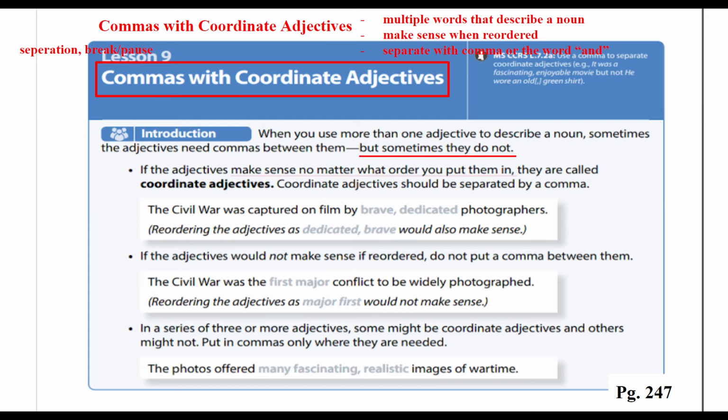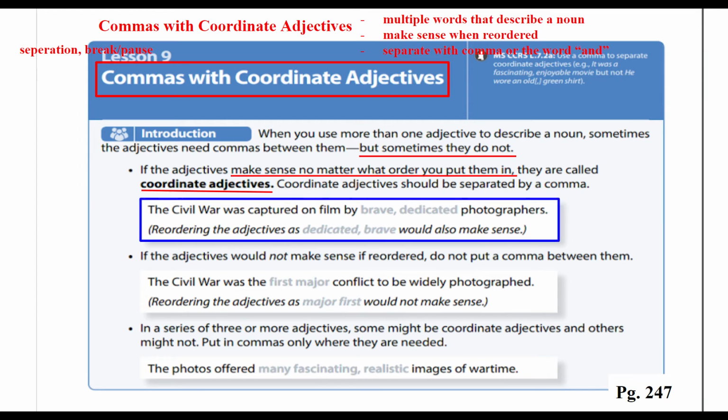All right, so if the adjectives make sense no matter what order you put them in, those are coordinate adjectives. And coordinate adjectives have to be separated by a comma. And down below we have an example. The Civil War was captured on film by brave, dedicated photographers. So you notice the word brave and the word dedicated are in lighter colored print, right? And there's a comma between those. So this is an example of coordinate adjectives.